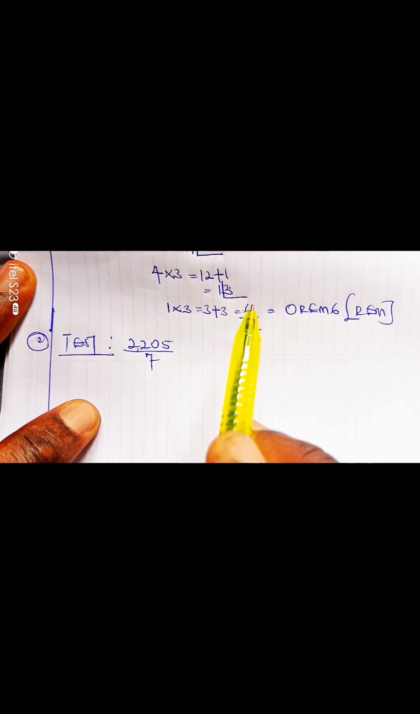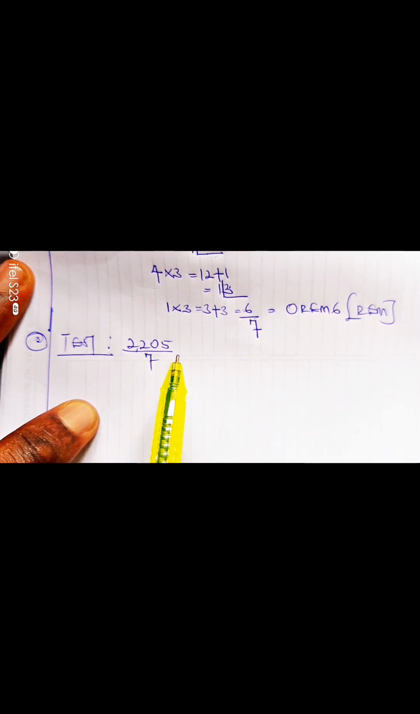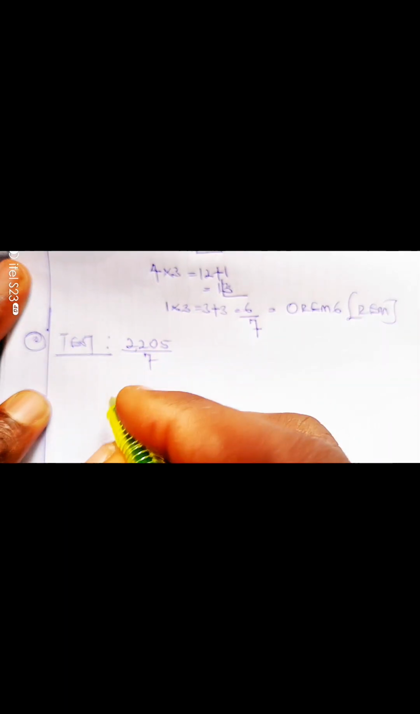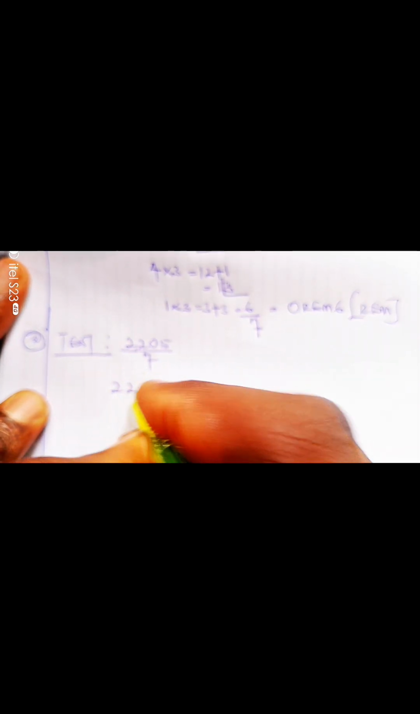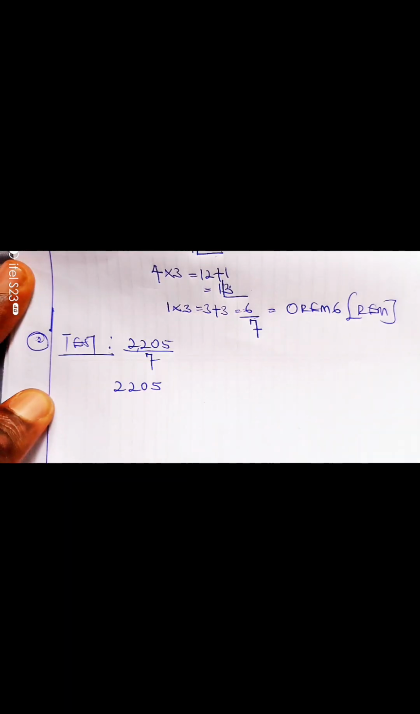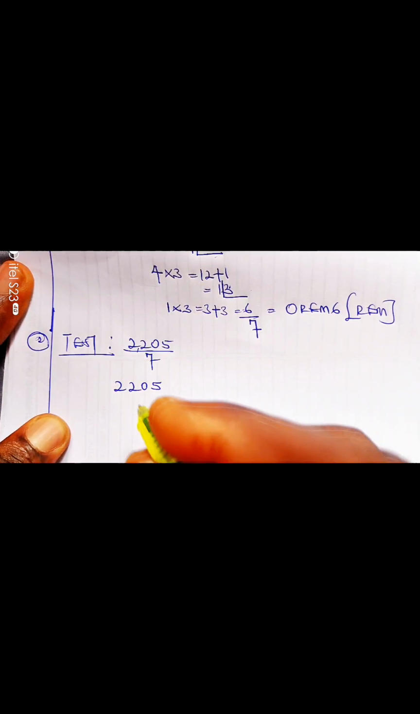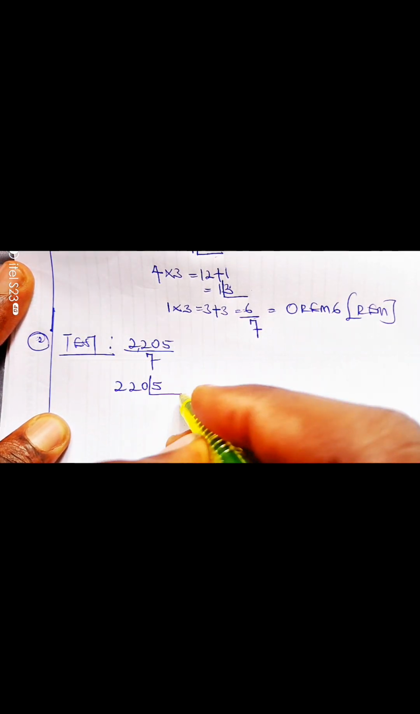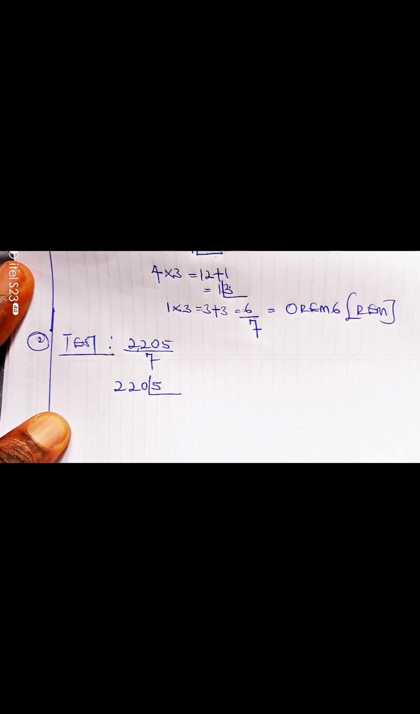Don't forget, we are using 3 to test this. Now we use 3 or 5 to check if 7 will divide a number. So we're using 3 to test this. What do we do first? You write out this number, 2205. When you write out your 2205, the next thing you do is to mark off the last digit.